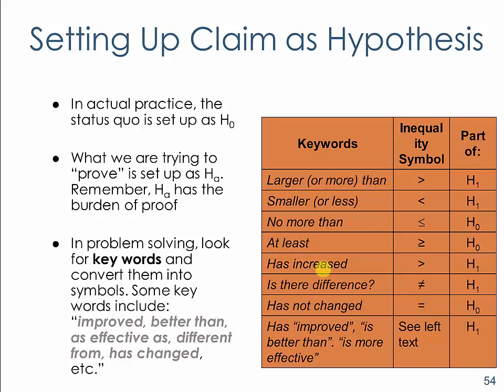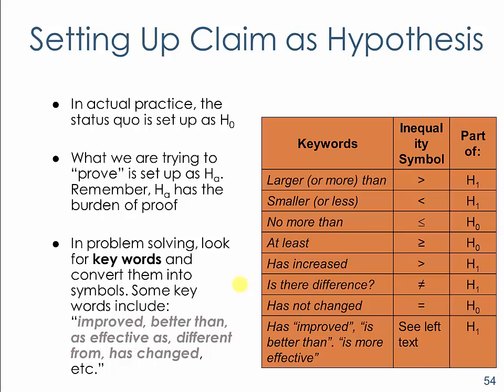We'll talk more about it, but think of the null as what you expect if nothing is going on, and the alternate as what you expect to get if something is going on. Remember too that you might see H sub a or H sub 1 because they're interchangeable for our purposes.